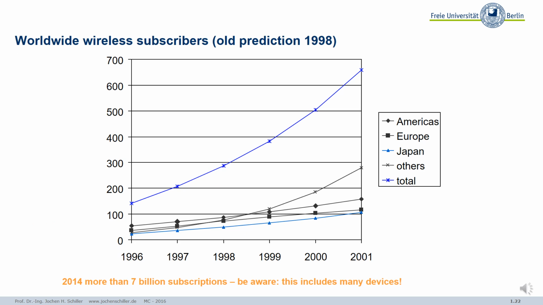Okay, why is it interesting to participate in this lecture? Because it's important. This is an old prediction of 1998 here. What will happen to the mobile or wireless subscriber numbers? And the prediction was that at 2000 we will have almost 700 million. 2014 we have more than 7 billion subscriptions. So not people, but subscriptions. It's always a big difference how many active subscriptions we have.